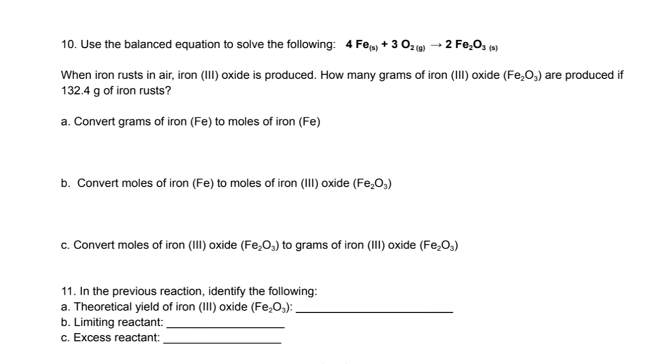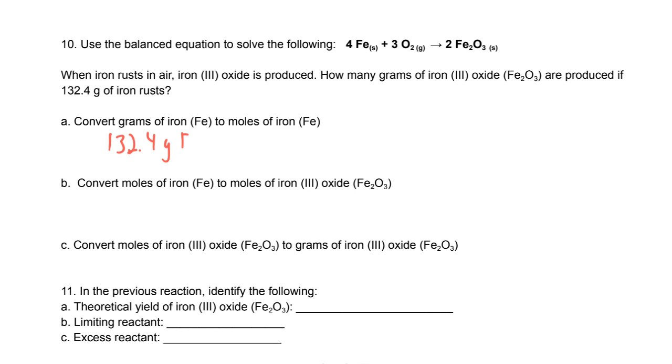All right, number 10 asks us to use the balanced equation to solve the following. When iron rusts in air, iron 3 oxide is produced. How many grams of iron 3 oxide are produced if 132 grams of iron rusts? Well, here it helps us break this into individual steps. Convert grams of iron to moles of iron.